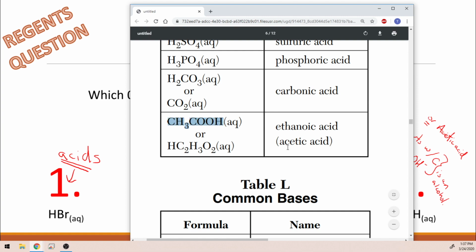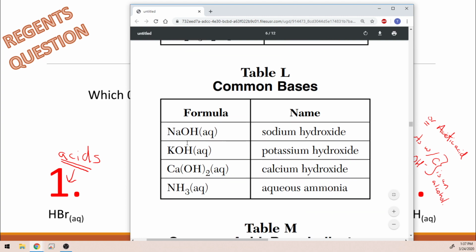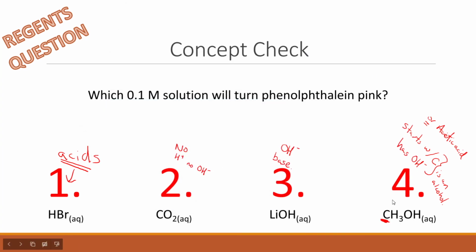And then we have CH3COOH. That's our acetic acid, but they often write it where it starts with an H. Our bases have OHs in them, or they are ammonia, but it's never going to be starting with a C with an OH. That's never a base. So our answer here, we're looking for the base, and it's this LiOH as our answer.